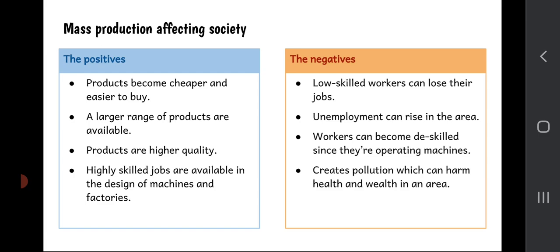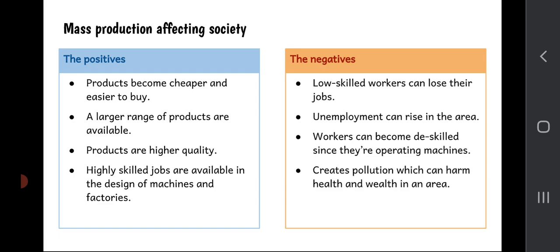The positives of having mass production in a society are that the products become cheaper and a lot easier to buy. We tend to end up with a larger range of products as well. Our shops become full of things that have been produced in factories. The products become higher quality. There are, as said in the previous slides, fewer defects going on. And there are some highly skilled jobs available, particularly in jobs that involve the design of the actual machines and the actual software and the programs that create mass production. So those jobs tend to be highly skilled.